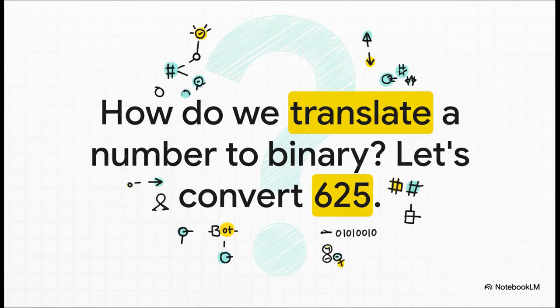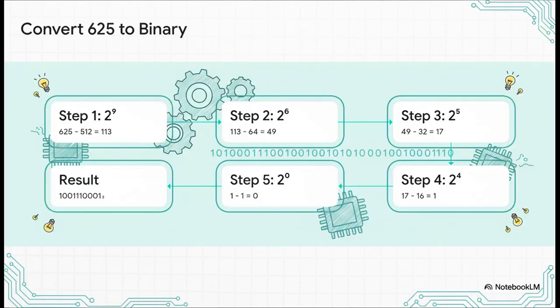And this is where it gets really cool, because we can actually translate any number from our system into theirs. It's like cracking a code. So let's try it. We're going to take the number 625 and translate it step by step. Okay, the method's actually pretty straightforward. You just ask yourself, what's the biggest power of 2 that can fit into my number? For 625, that's 512. So you subtract it, and you put a 1 in the 512's place.